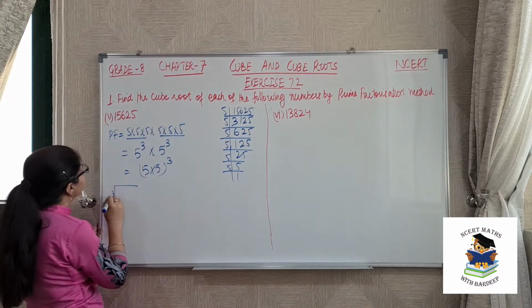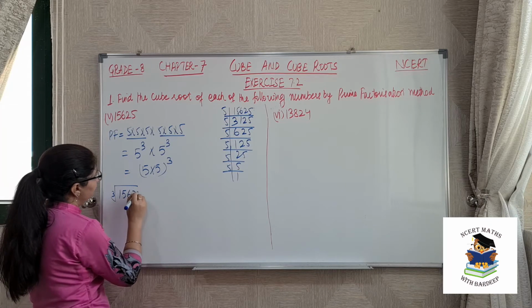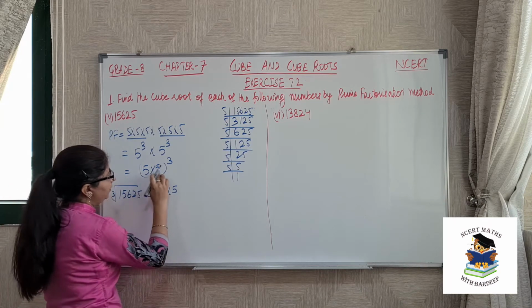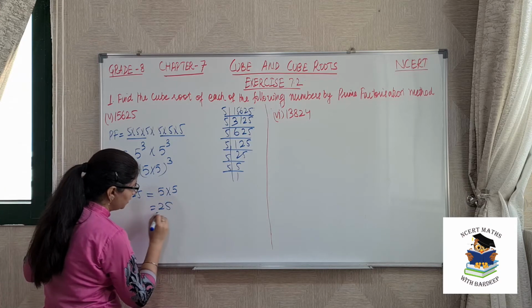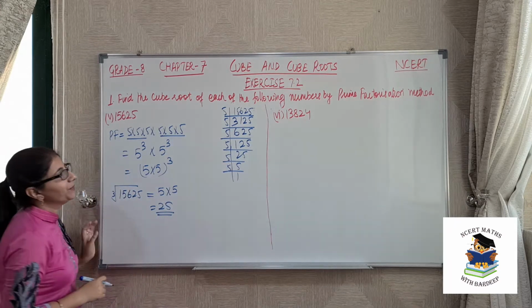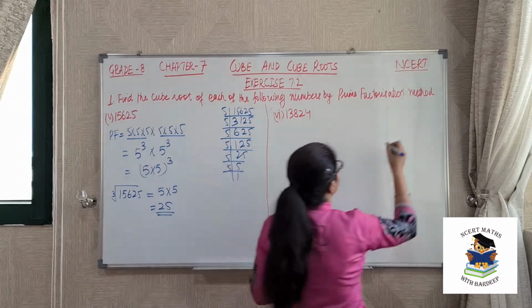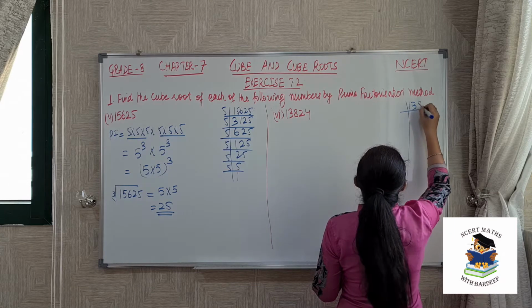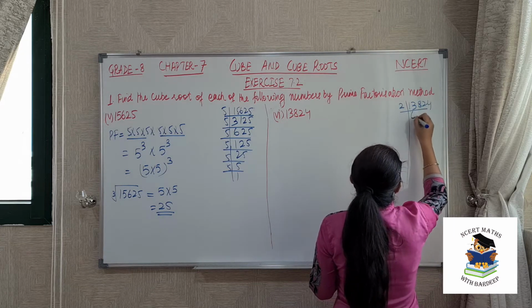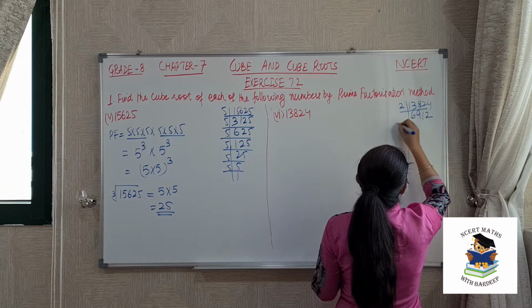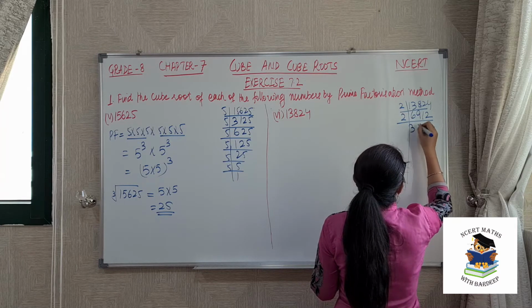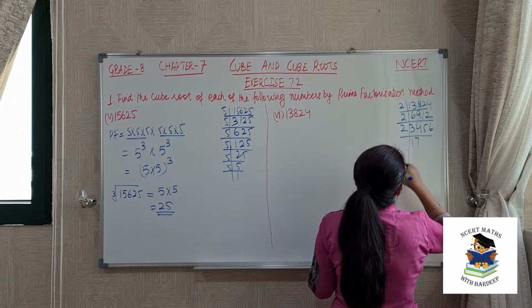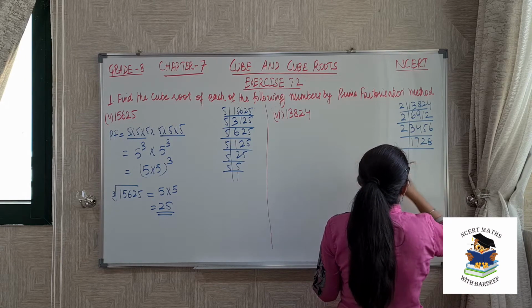So now cube root of 15625 is equal to both these numbers, 5 into 5. So answer is 25. So next is 13824. So let's start with 2. So 6912. Then this is 3456. 1728.